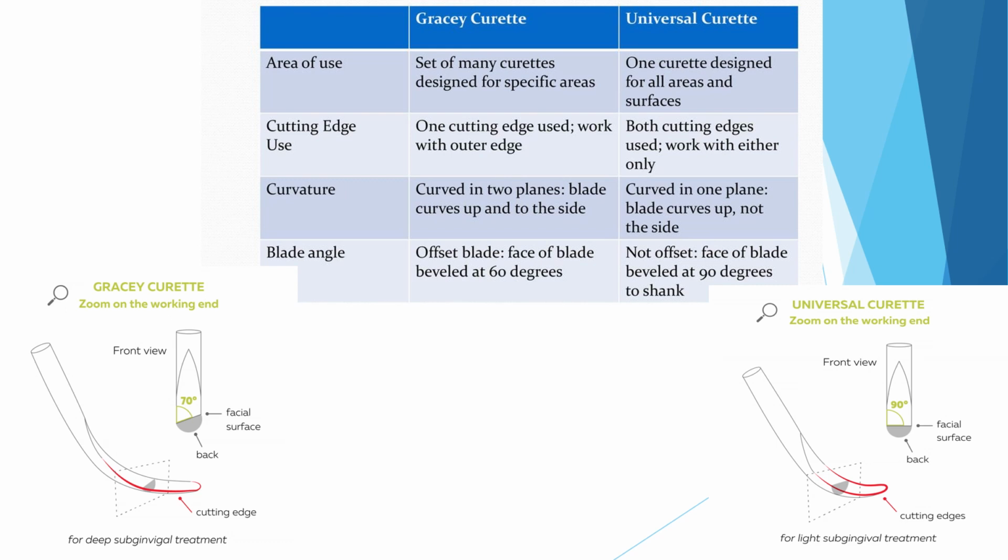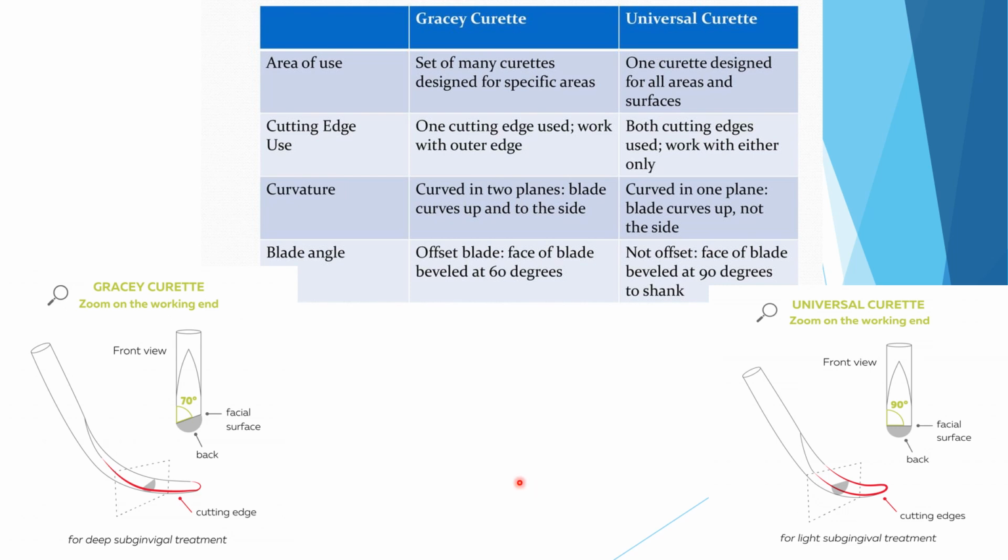So coming to the differences between Gracie curettes and universal curettes. According to area of use, Gracie curettes are designed for specific areas, and universal curettes are designed for all areas and surfaces. Coming to the cutting edge, we have only one cutting edge in the case of Gracie curettes. You can see in this picture that this is the outer cutting edge that's being used. And for the universal curette, we have two cutting edges. You can see both cutting edges, and it will work with either one.